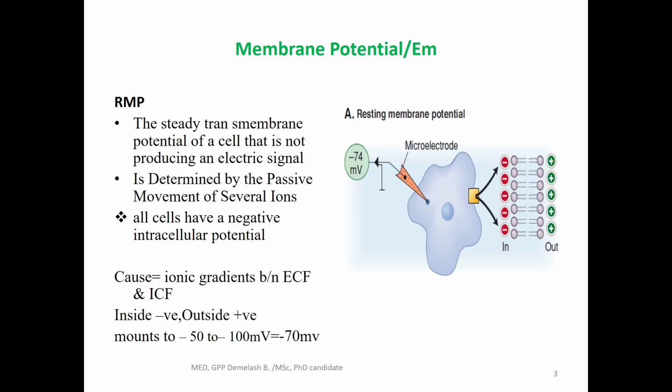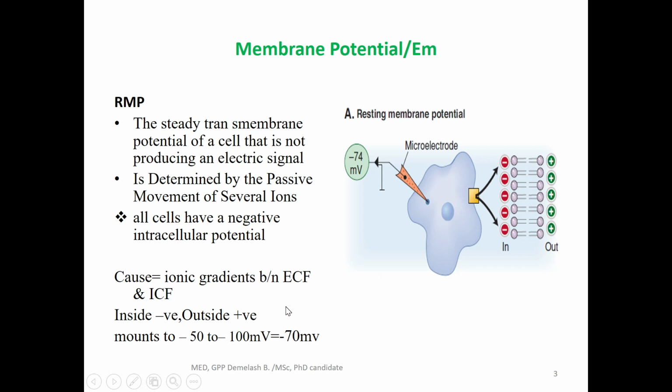So, membrane potential. The resting membrane potential is the steady transmembrane potential for a cell that is not producing an electric signal. It is determined by the passive movement of several ions. All cells have a negative intracellular potential when it is measured by an electrode. You see, the inside is negatively charged and the outside is positively charged under resting membrane potential. When it is measured using a microelectrode, it depicts about minus 74 millivolts.